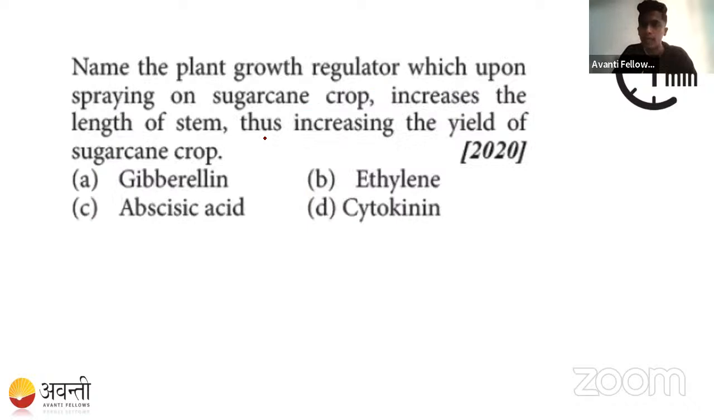Next one. Name the plant growth regulators which upon spraying on sugarcane crop increases the length of the stem, thus resulting in the yield of sugarcane crop. So this is your question. And then we have options A as gibberellin and B as ethylene, ascorbic acid and cytokinin. So I will launch the poll again. You have 1 minute to answer this question. Name the plant growth regulator upon spraying on sugarcane the length increases and also the yield increases.